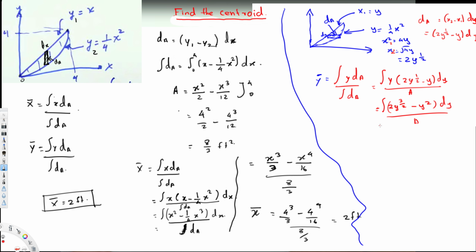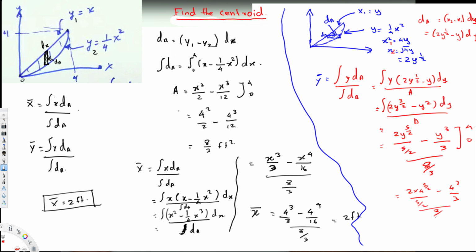So I have to integrate this. If I integrate this value, it comes out to be 2y to the power 5 over 2, over 5 over 2, minus y cubed over 3, from 4 to 0. In the bottom, I can substitute the area, which is going to be 8 over 3. For y I substitute the 4, so it's going to be 2 times 4 to the power 5 over 2 over 5 over 2, minus 4 cubed over 3.